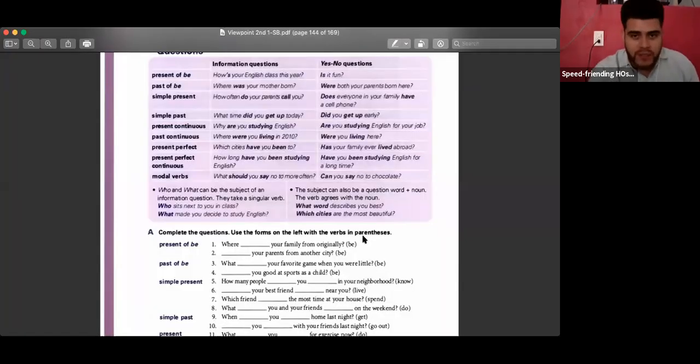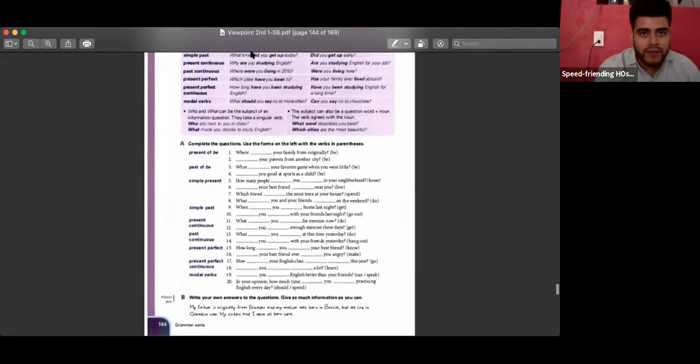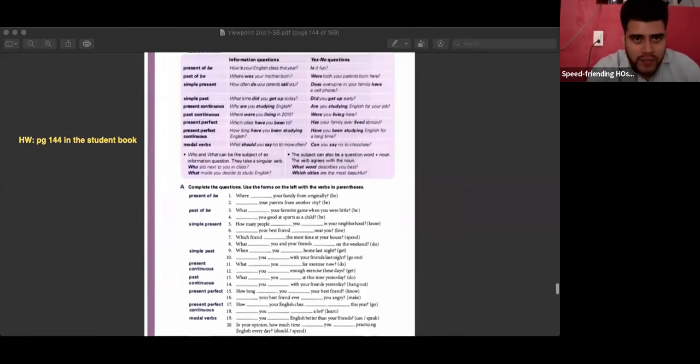Now let me show you what the homework is going to be. Your homework is going to be page 144 in the student book. We don't have a workbook. We only have a student book. The homework is page 144 in the student book. Just go to the back of the book. Let me explain how this homework is going to be.